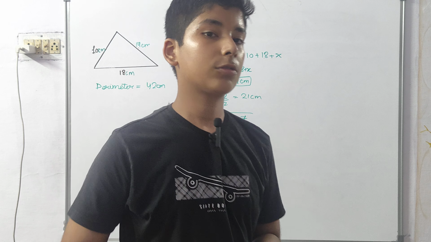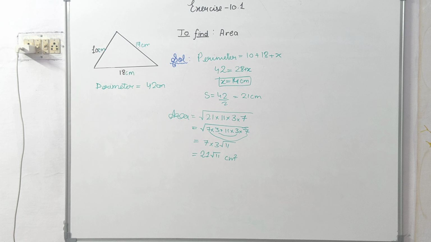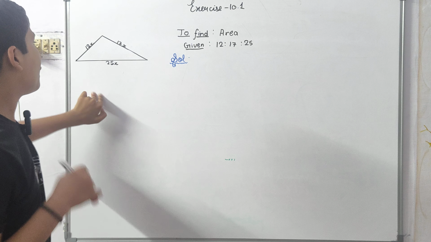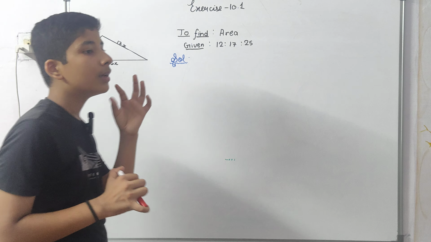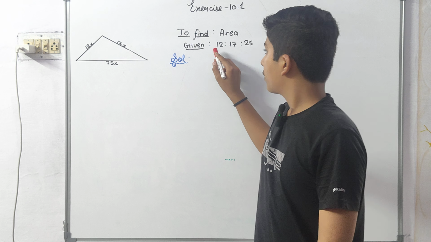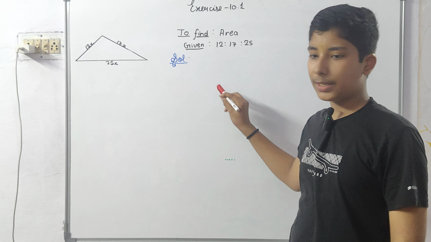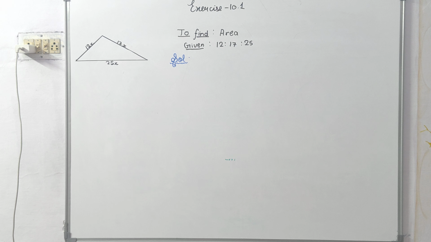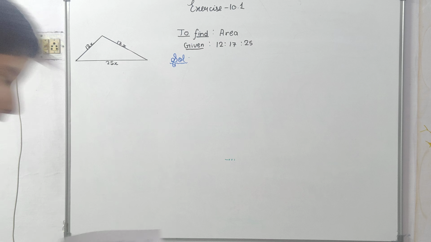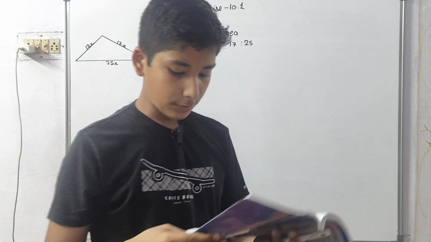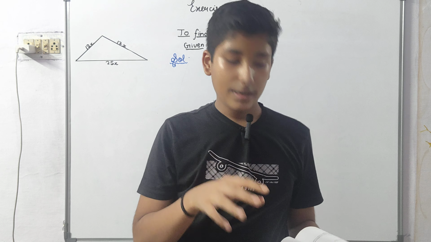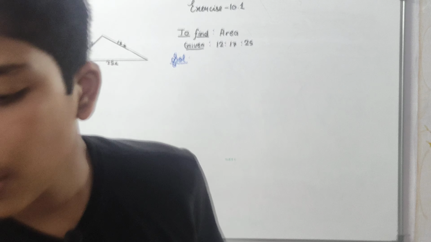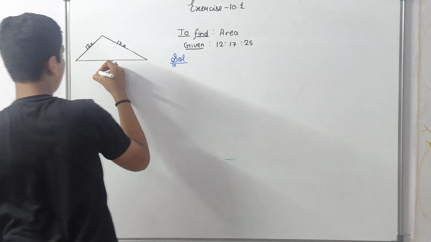Now let's come to the next question. In this next question, it is given that there is a triangle whose sides ratio is 12 is to 17 is to 25. Over here we have to find out the sides and then find out the area. Sorry for the disturbance. Okay, so also one thing is given, perimeter.